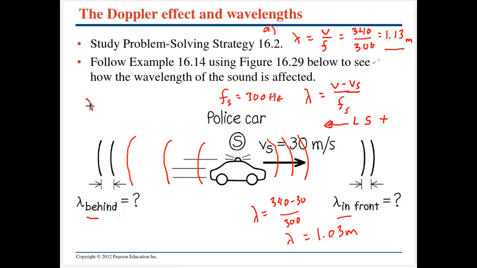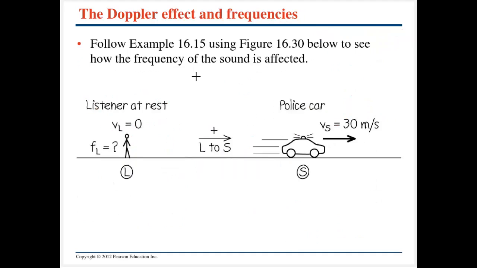Similarly, behind the car, the wavelength is not just going to be the velocity divided by the frequency of the source, but the velocity plus the velocity of the source. So it's going to be equal to 340 plus 30, that whole quantity divided by 300, and we get the wavelength behind the police car to be 1.23 meters.